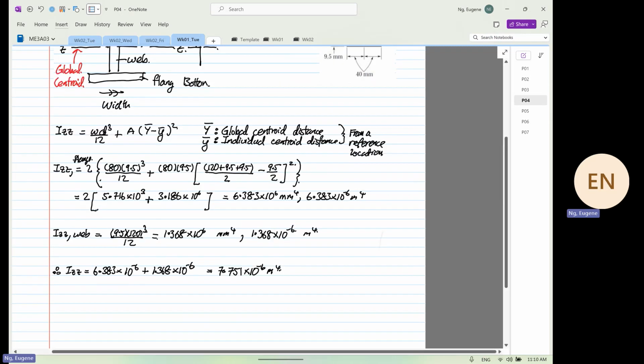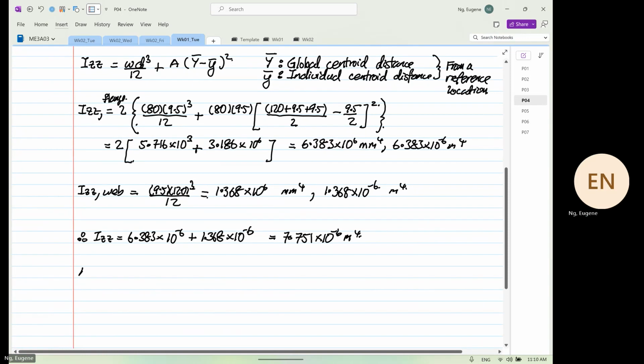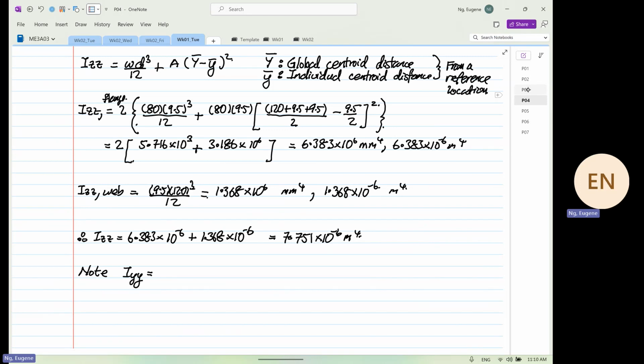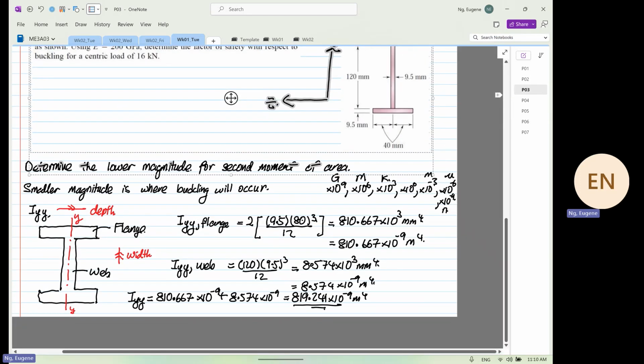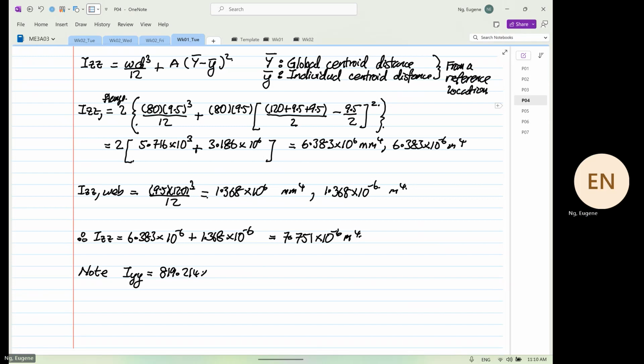Okay, so we are going to compare. Note that IYY, which we calculated earlier, is 819.214 times 10 to the power minus 9 meter 4. And IZZ will be equal to 7.751 times 10 to the power minus 6 meter 4.